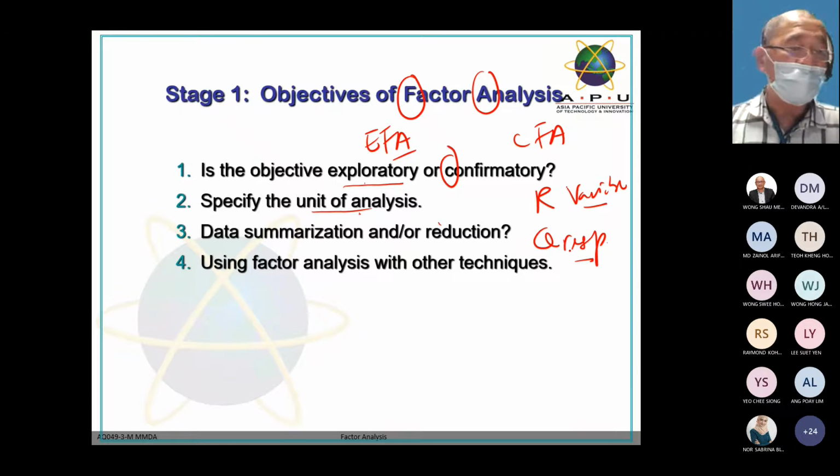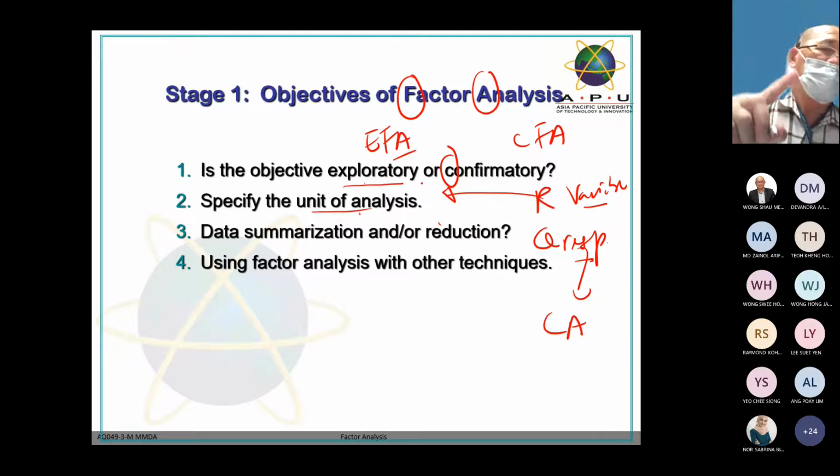So for this one, for the respondent, it will be the cluster analysis. But for us, it's still more about the variable. You focus on the variable, not the respondent. Yeah, we call this R analysis. So the cluster analysis will be the next chapter, after this chapter.